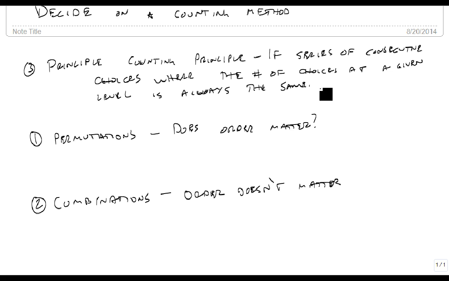And so that's what you do, is look at the question and say, does order matter? If yes, permutations. If no, combinations. If it's not a problem that makes sense that way, then look to see if it's a number of choices you have to make, and if you'll always have the same number of choices at every given branch of the tree.